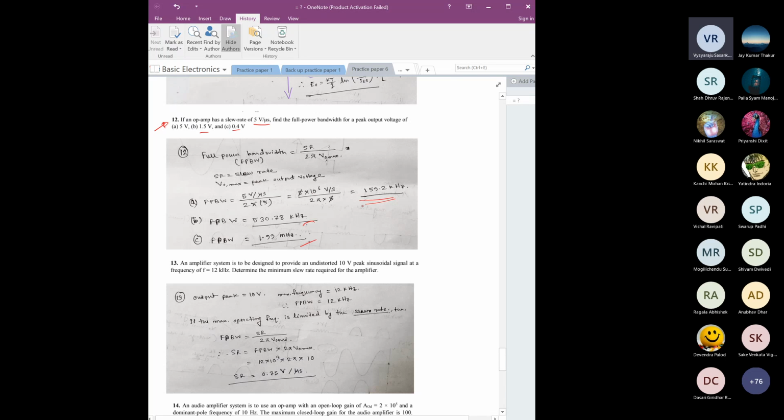Just keep in different values. I think there is no need to remember this also, because you know how simple the derivation was. Take any sinusoidal signal, take a derivative, and make the derivative equal to the slew rate. That's all, right?